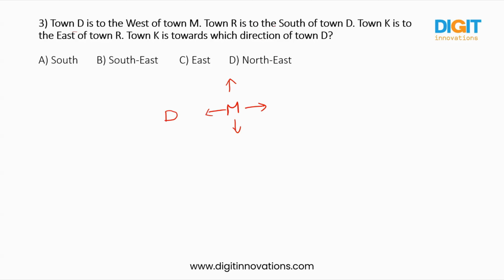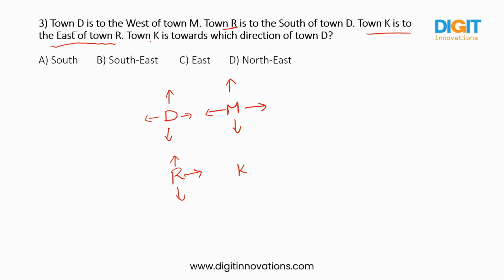Next statement, town R is to the south of town D. This is north, this is south, this is east, and this is west. So R is placed south of D. That means R is here. Next one, town K is to the east of town R. What is the east of town R? This is north, south, and east. This is the east. So here K is placed.